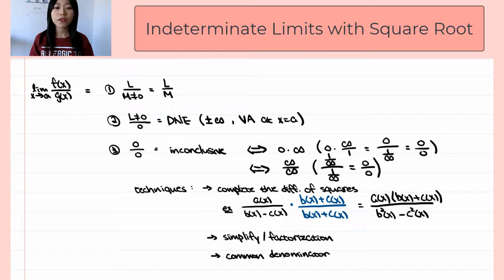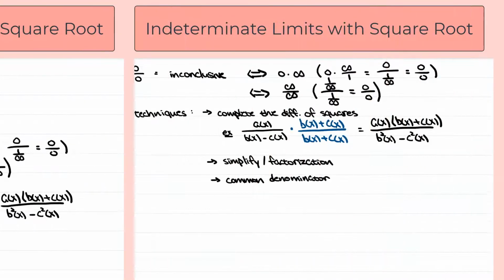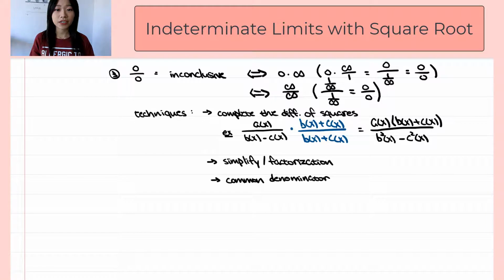In this video, we are going to focus on when you have a limit that has square root and you get the third type, which is 0 over 0. Let's look at why you need to pay attention when there's square root in the limit.